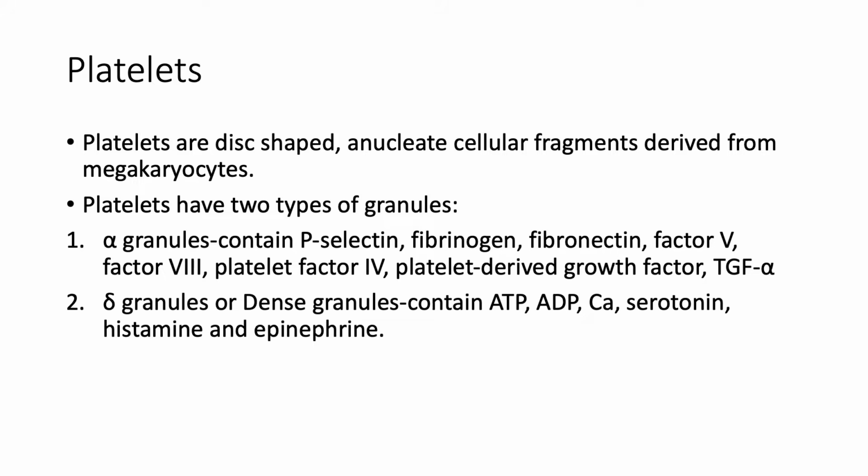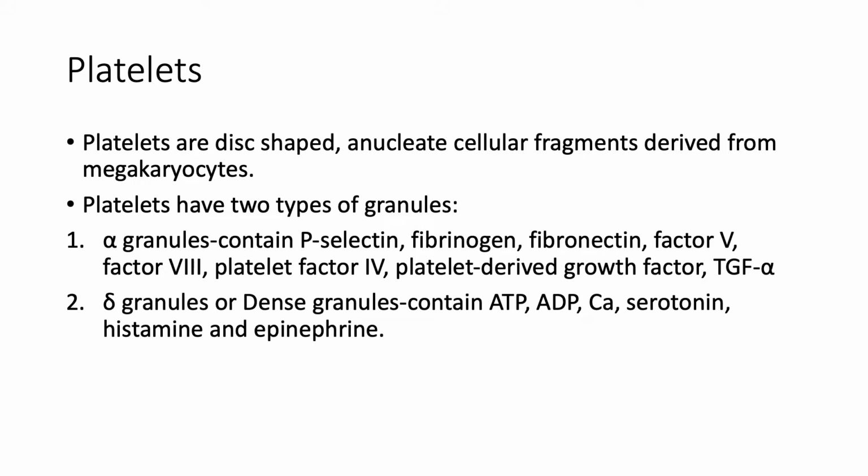Platelets are disc-shaped, anucleate cellular fragments derived from the megakaryocytes. Platelets have two types of granules: alpha granules, containing P-selectin, fibronectin, factor 5, factor 8, platelet factor 4, platelet-derived growth factor, and TGF-beta, and then the delta granules, or dense granules, containing ATP, ADP, calcium, serotonin, histamine, and epinephrine.